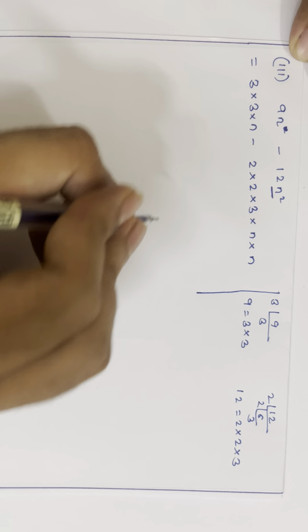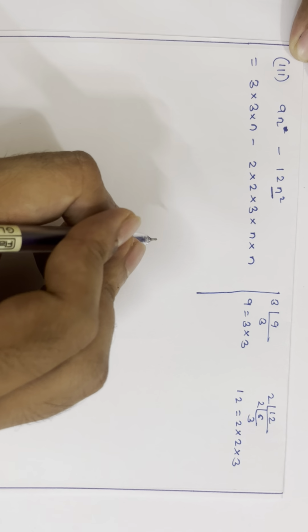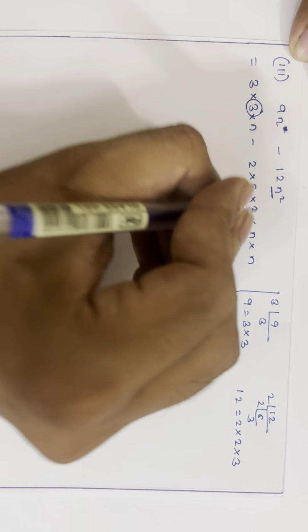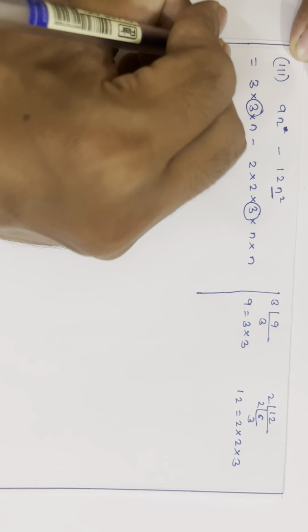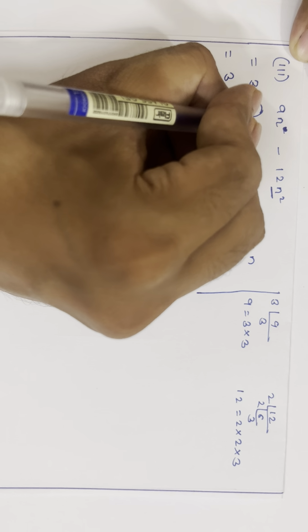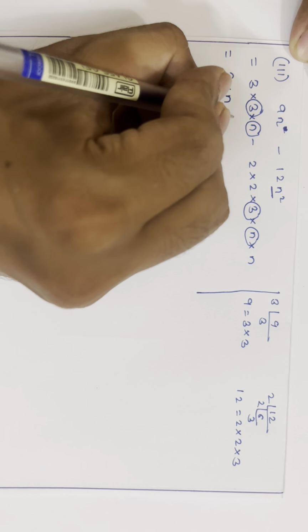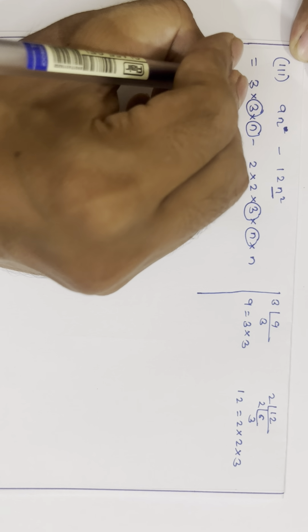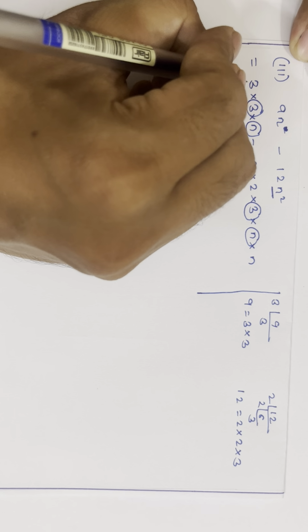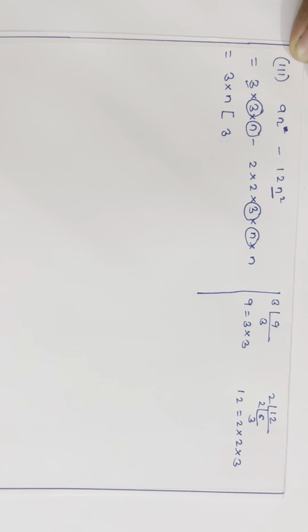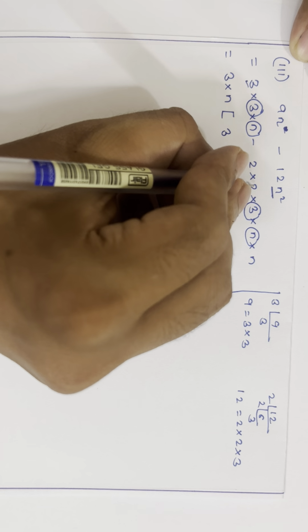Now look at the first two terms, this one and this one. If you look carefully, 3 is in the first term also, 3 is in the second term also. So 3 will come common. Again, n is in the first term also, n is in the second term also. So n will also come common. In the first term, what is left now? Here we are left with just 3. So I will write 3 here. In the second term, I am left with 2 into 2, 4.